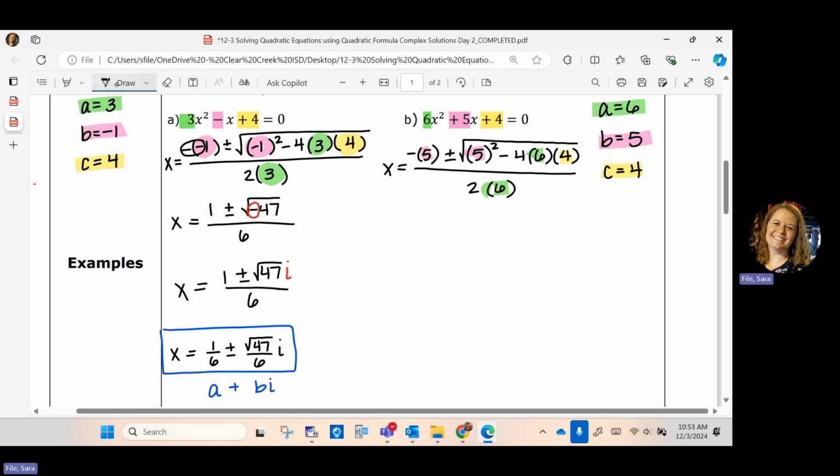All right, so B was actually positive this time, which means when I simplify, it's going to be negative because it's negative B. All right, so under the radical this time, got 5 squared is 25. And then 4 times 6 is 24. Times 4 again is 96. So we've got 25 minus 96, negative 71.